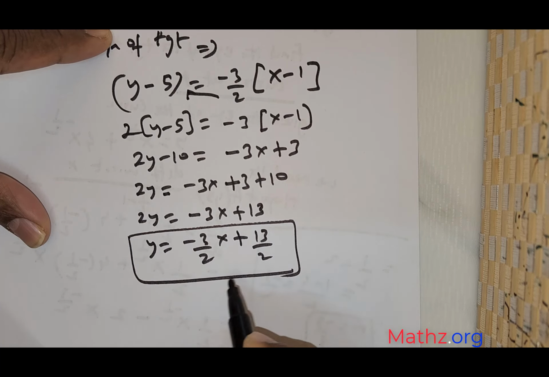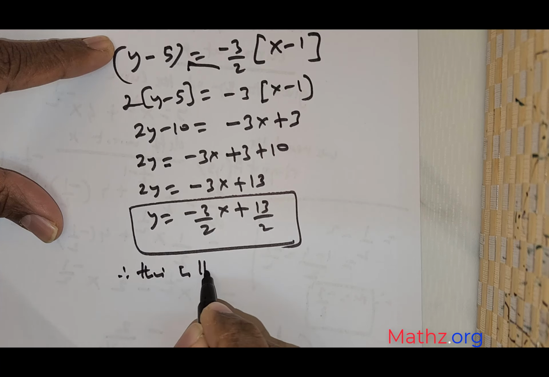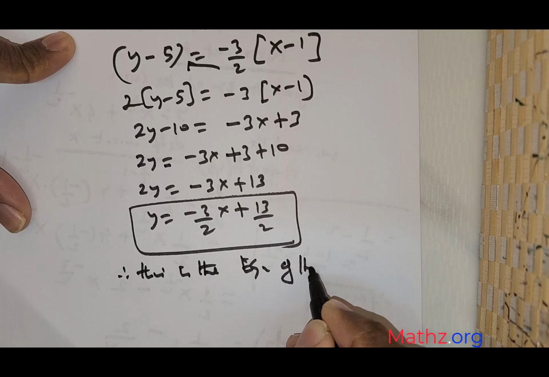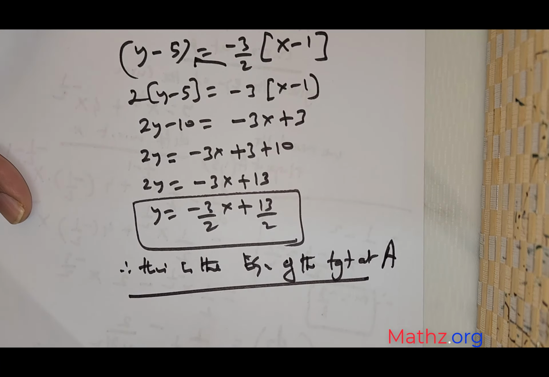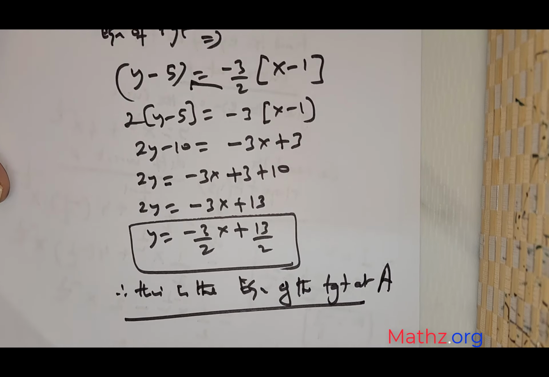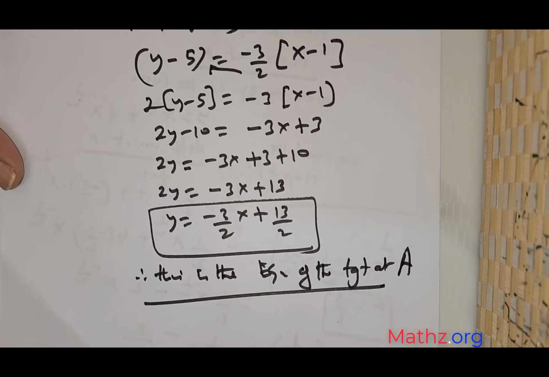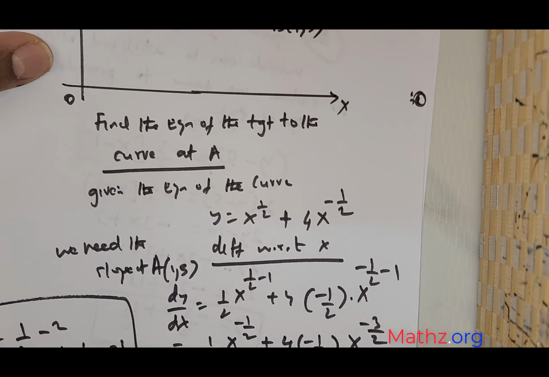So this is the equation of the tangent. Therefore this is the equation of the tangent at A. That's what they want. Okay, fair enough. So we have got this, so you can watch the working. Okay, having got that, let me show you the next part.